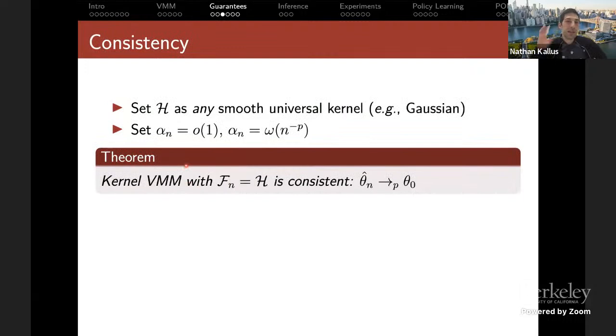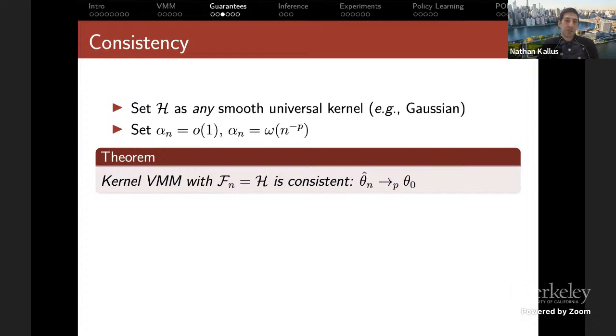So let H be any smooth universal kernel, like Gaussian. Set alpha to be something that's between 1 and 1 over root n. For later, we're going to have p equals 1/2. So just anything, the regularization should be anything between 1 and 1 over root n. And then kernel VMM with this function class is going to be consistent. That's it. It's going to converge to theta naught. We didn't make any functional assumptions about complexity in Z. That was actually not important. Although what was important was the complexity of theta, because only theta is what we're trying to estimate.